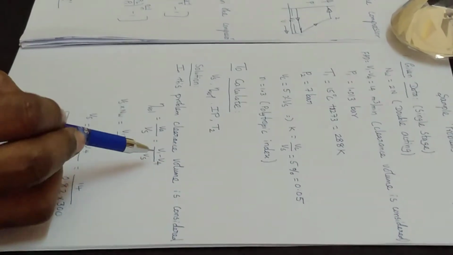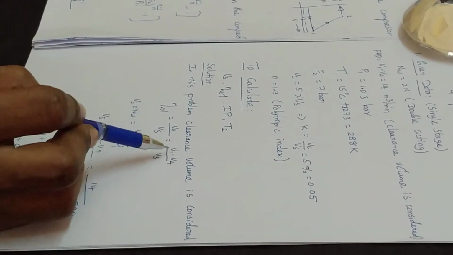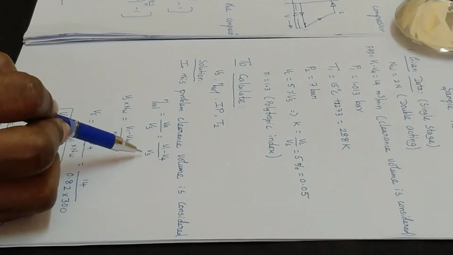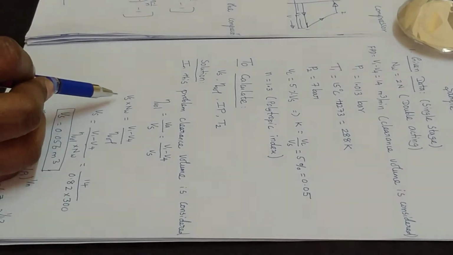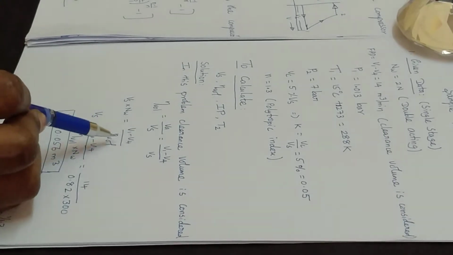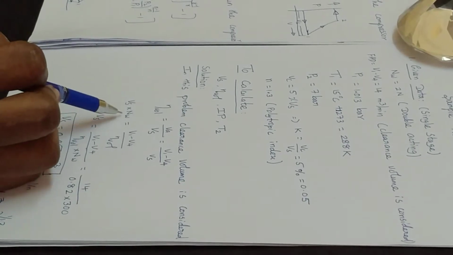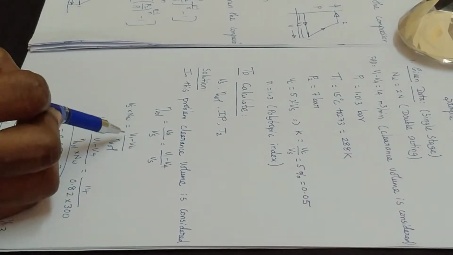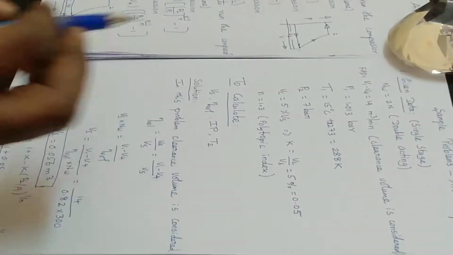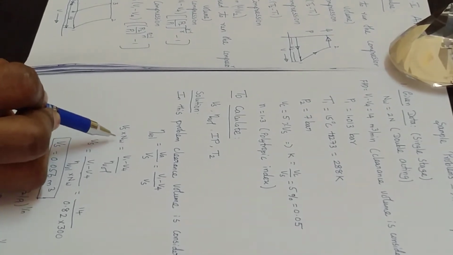Solution. In this problem, the clearance volume is considered. So, volumetric efficiency is VA by Vs. When clearance is considered, this VA is nothing but V1 minus V4 divided by Vs. And how to find Vs? Vs into Nw is equal to V1 minus V4 by volumetric efficiency, because we are multiplying this Vs by Nw. The reason is V1 minus V4, the free air delivered, is given in terms of meter cube per minute. In order to balance the unit on both sides, we multiply this Vs by Nw.